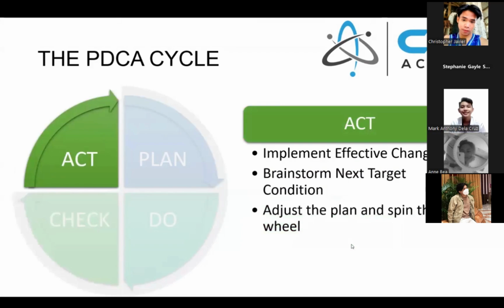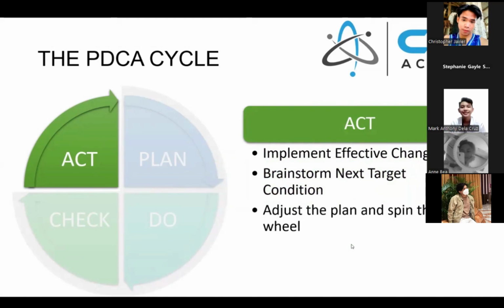And then act. So now it's time to take what you've learned and to put it into action. If you did identify the root cause of your problem, let's implement changes to address the root cause. If we didn't identify the root cause, it's time to talk about the next target condition or the next experiment that we want to run. By the way, even if you did identify the root cause, you can continue to get better.